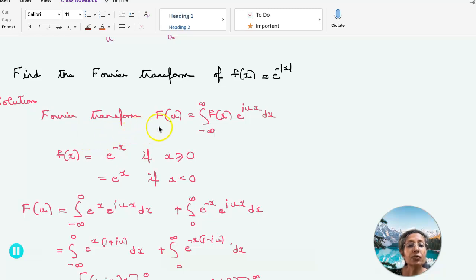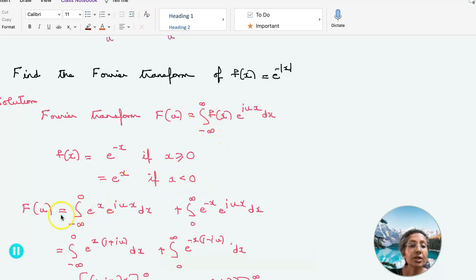We have learned that the Fourier transform F(u) is integral minus infinity to infinity f(x) e raised to iux dx. Now f(x) is e raised to minus x if x greater than or equal to 0. That's the definition of mod x. And mod x is minus x if x less than 0. So it becomes e raised to minus minus, that is e raised to x if x less than 0.